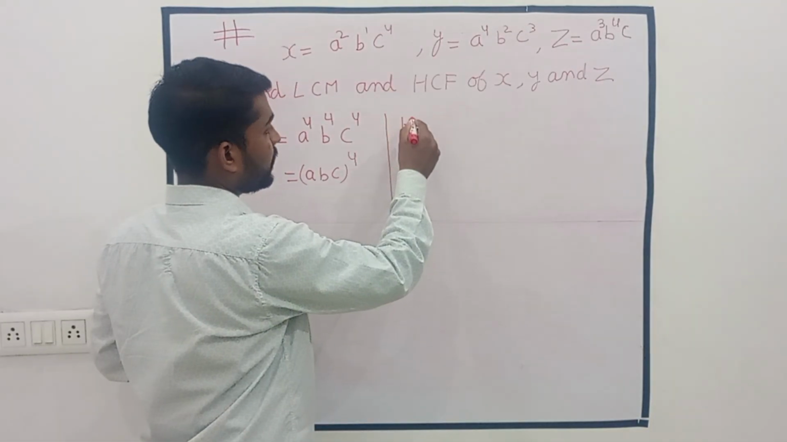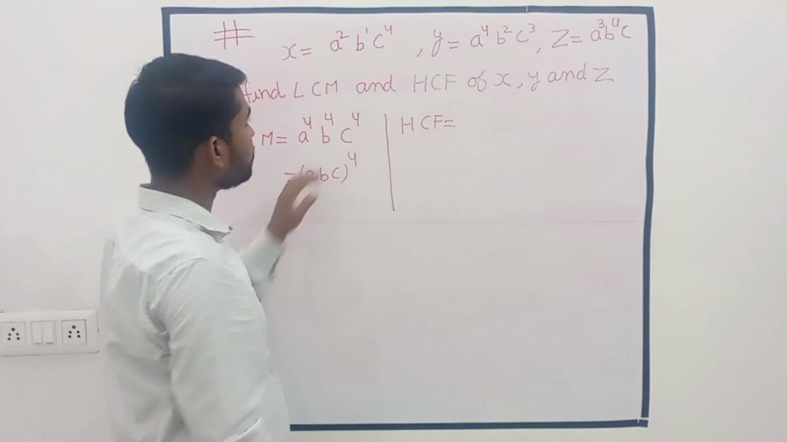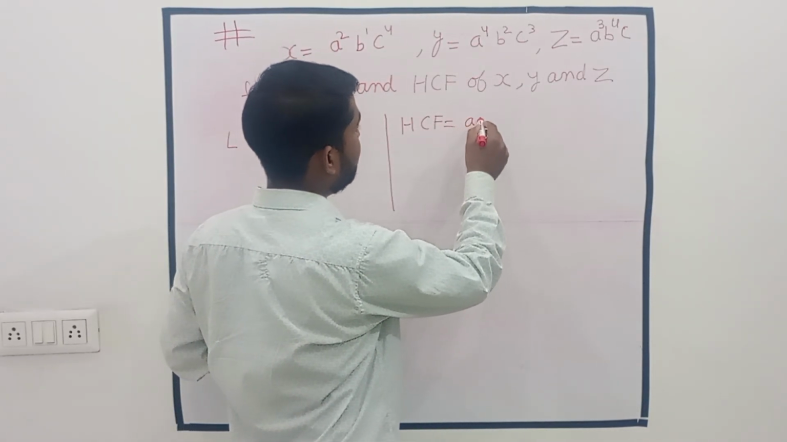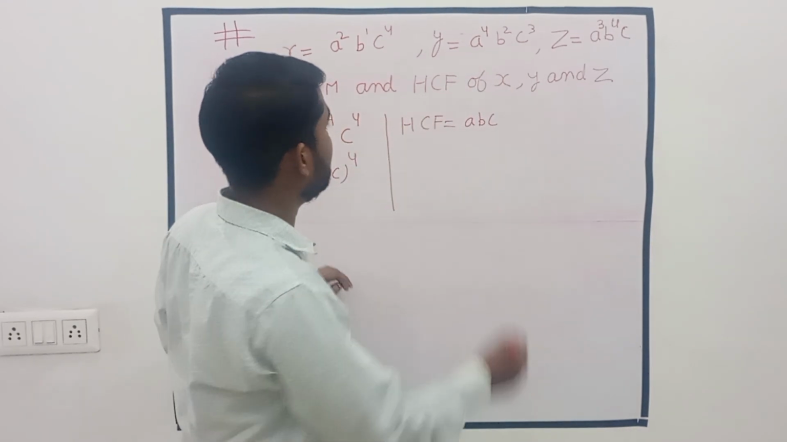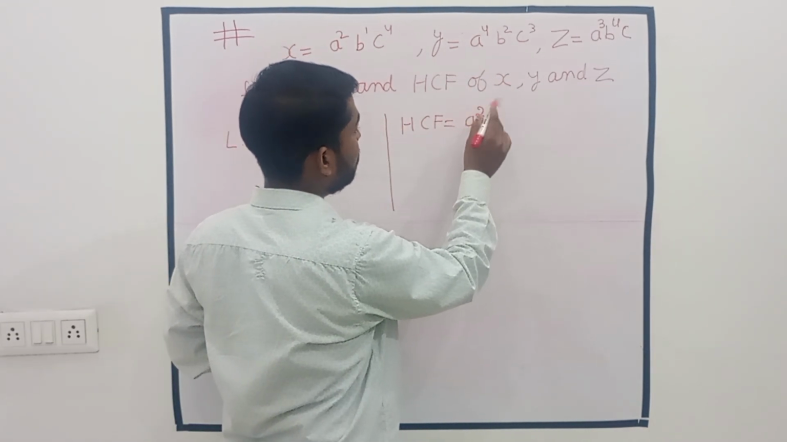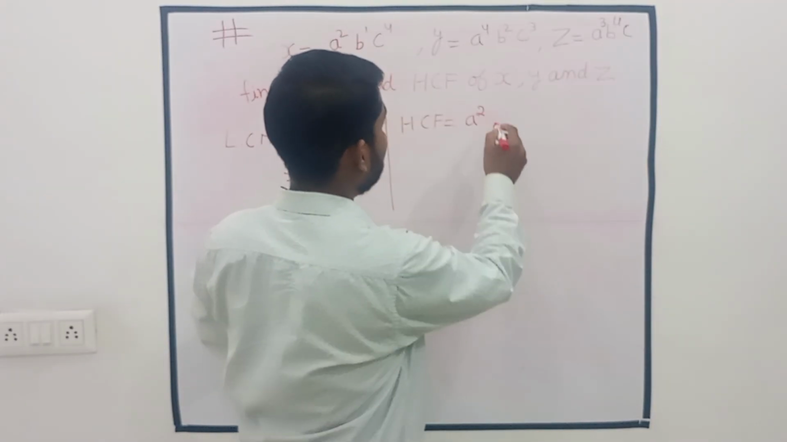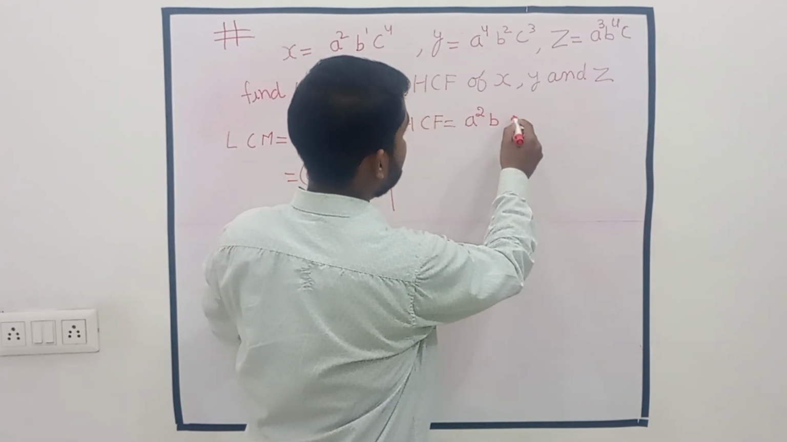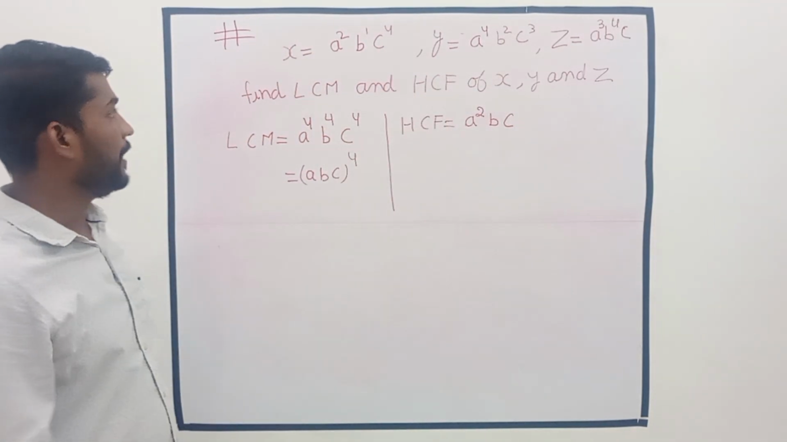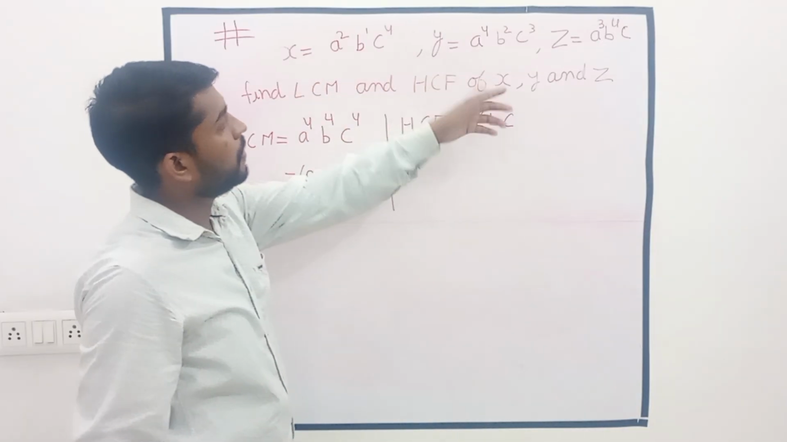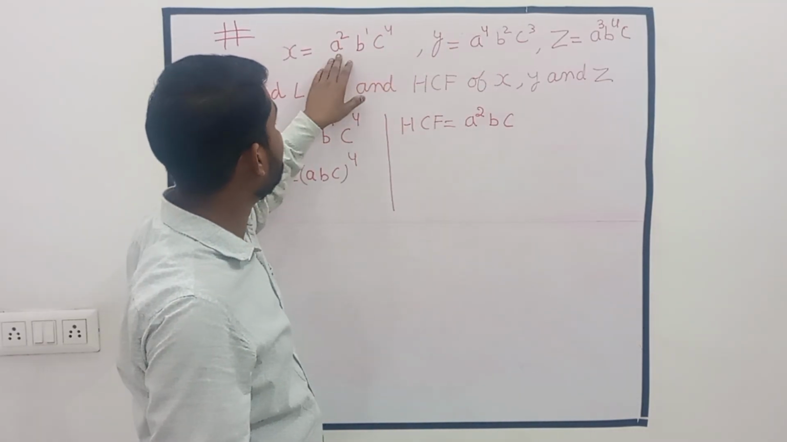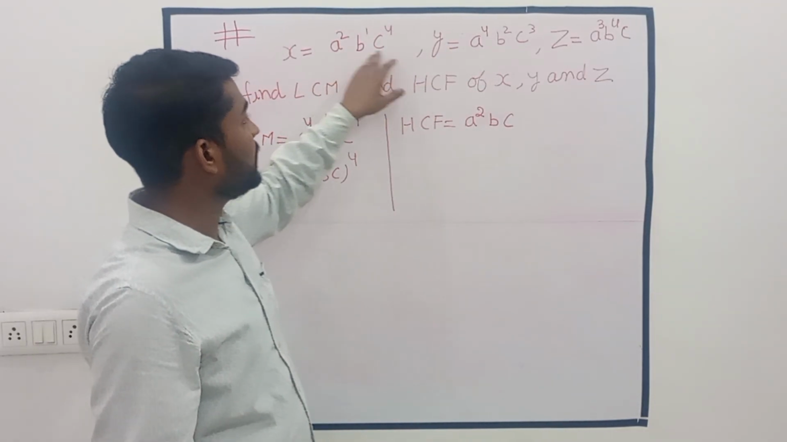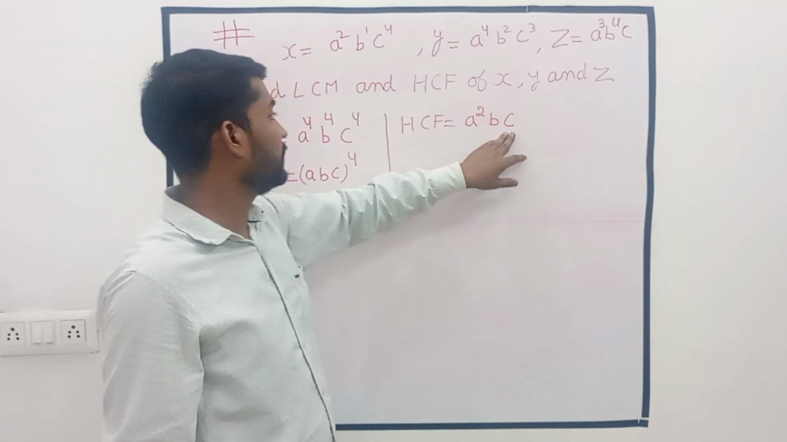And the HCF is the highest common factor. The common factors are A, B, and C. We take the lowest power in all of these: A to the power 2, B to the power 1, and C to the power 1. We take the common factors, and the minimum power of each is the one we use. That is the HCF of these numbers, and this is the LCM and HCF.